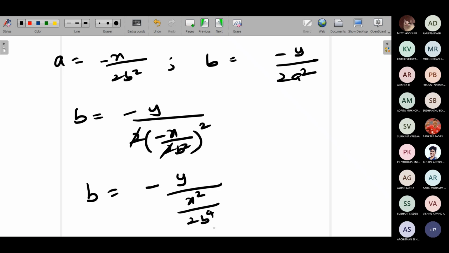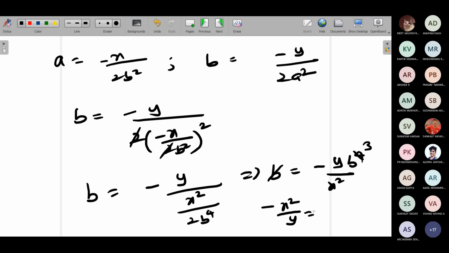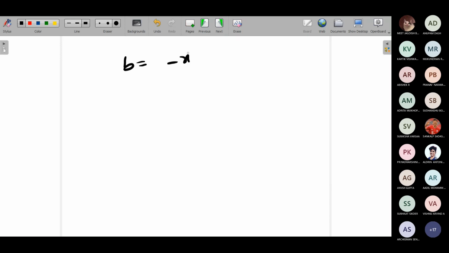Yes, ma'am. B power 4. Now you'll get it. B is equals to minus y by x square into b power 4. So this will be getting cancelled. You get minus x square by y is equals to b cube. So b is equals to minus x square y whole power 1 by 3.